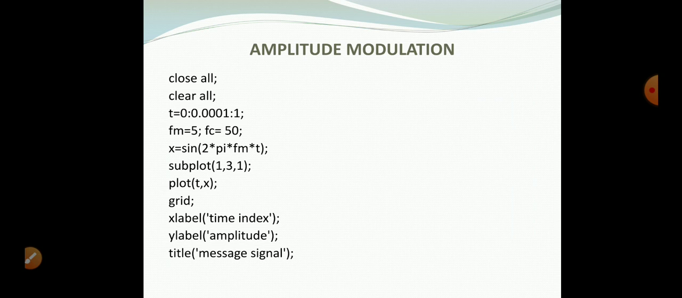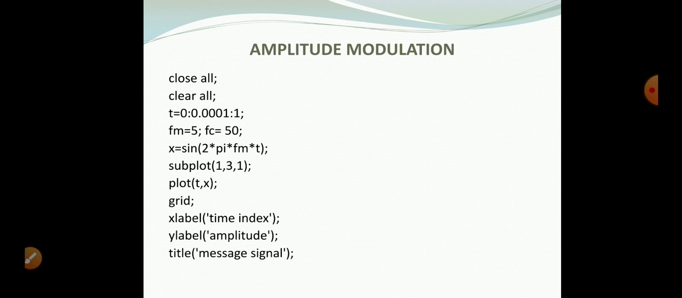And the next program is how to perform amplitude modulation using two waves. For amplitude modulation, we have a carrier signal and a modulating signal, or message signal. By using these two signals, we perform the amplitude modulation and we get the amplitude modulated signal, which is the output of the amplitude modulation.